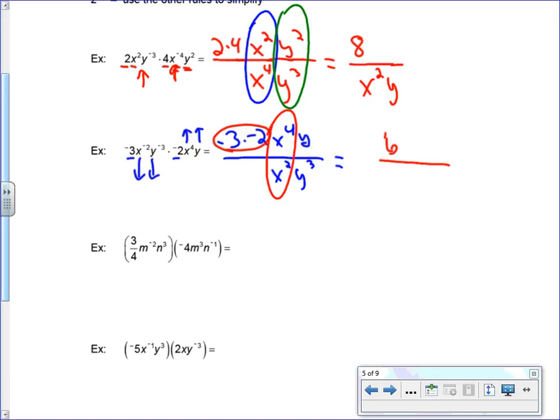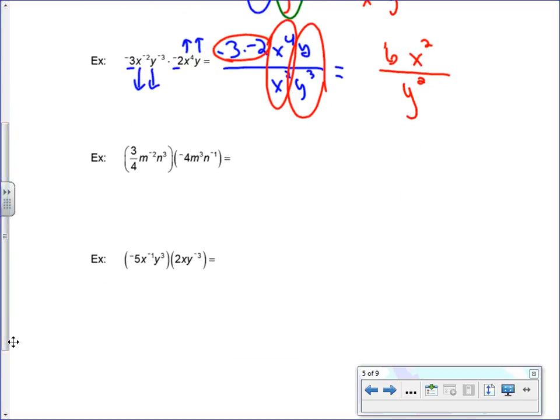Where are they going to end up? On the top. How many of them? X squared. Look at your Y's. Where are they going to end up? On the bottom. How many of them? 2. So, want to see how that works? Okay. Giant fraction bar. See if y'all can put everything where it belongs.